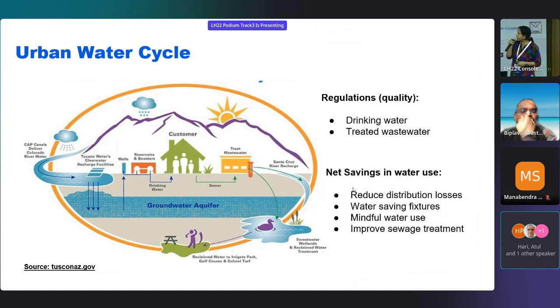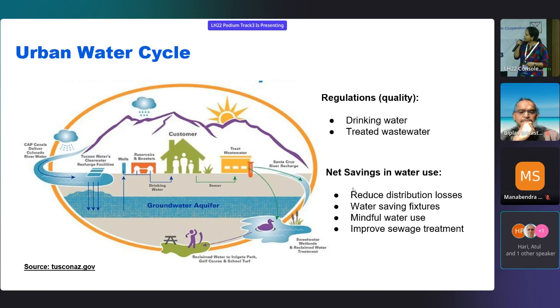So what do we look at within the urban water cycle? There is a body of water. It may be surface water or groundwater, like I just mentioned. So the water may come from the surface of the earth or from under the ground. That's really not the important question here. What is more important is that we are taking that water, treating it to a certain degree, making it fit for drinking, and then supplying it to the customer or the consumer.